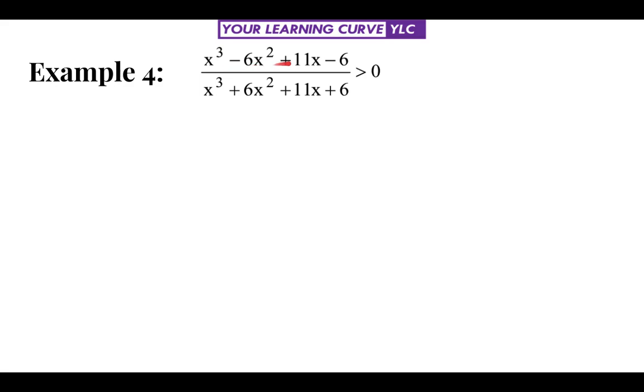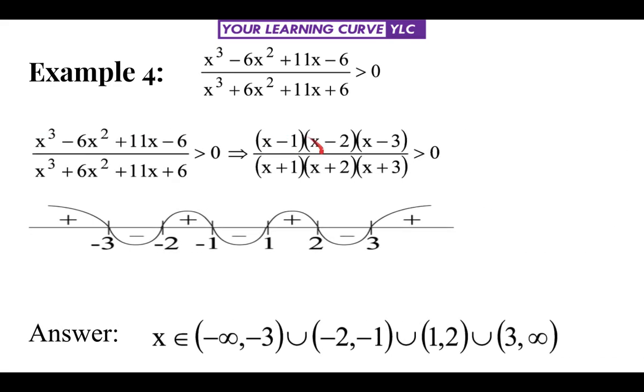Let's do one more question. x cube minus 6x square plus 11x minus 6 upon x cube plus 6x square plus 11x plus 6 greater than 0. Pause the video, try the question and solve it. So, for solution, you see RHS is already 0. Then the next step is factorizing these two terms. You factorize these two terms.